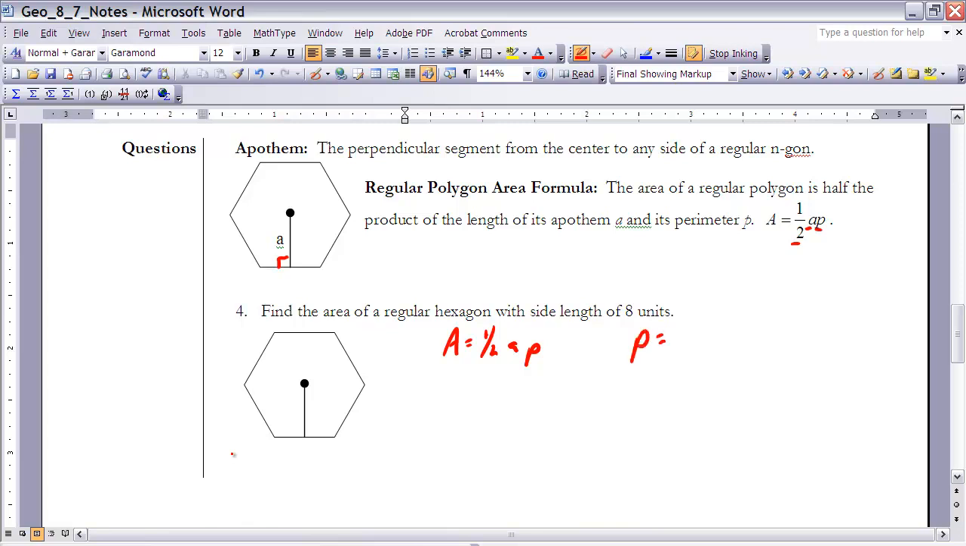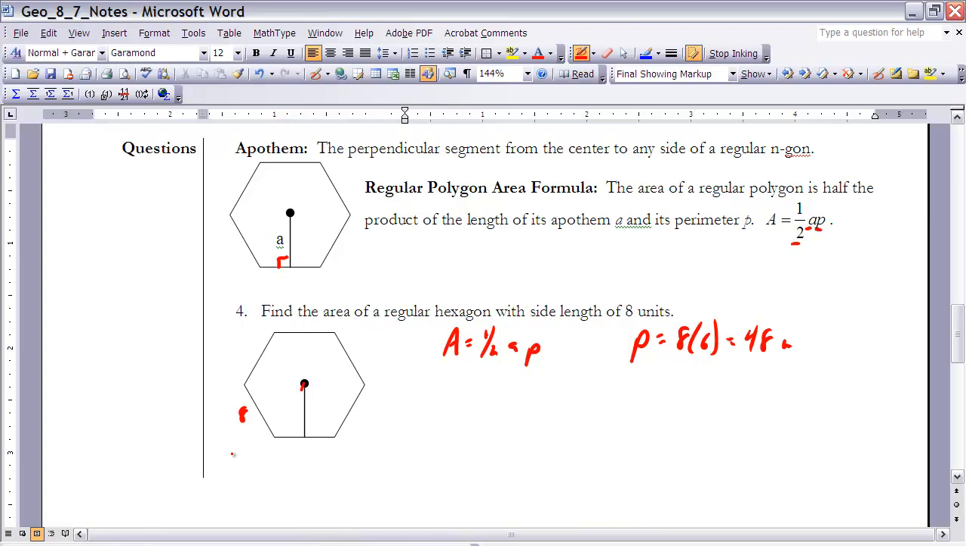Well, the perimeter is a pretty easy one to find. I know each side is 8 here. Well, if each side is 8 and there's 6 sides, it's going to be just 8 times 6, or 48 units for the perimeter. Okay? So now we have to find that apothem.